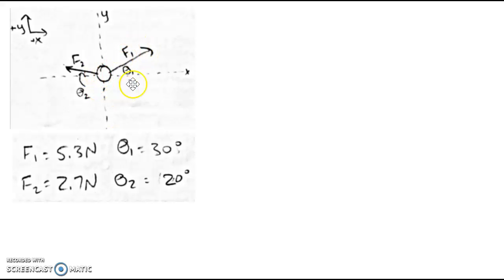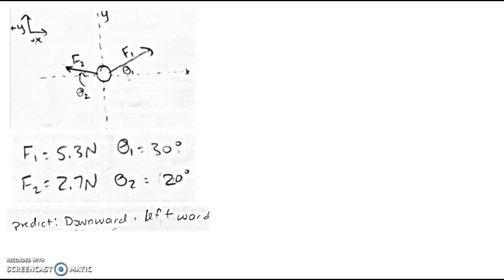And also, we see F1 has a larger magnitude than F2, so it has more of a rightward pull compared to the leftward pull of F2. So we would need a leftward, downward force to compensate for that. So we're going to predict that whatever force we get in the end should have a downward component and a leftward component to it. So let's go about solving this.